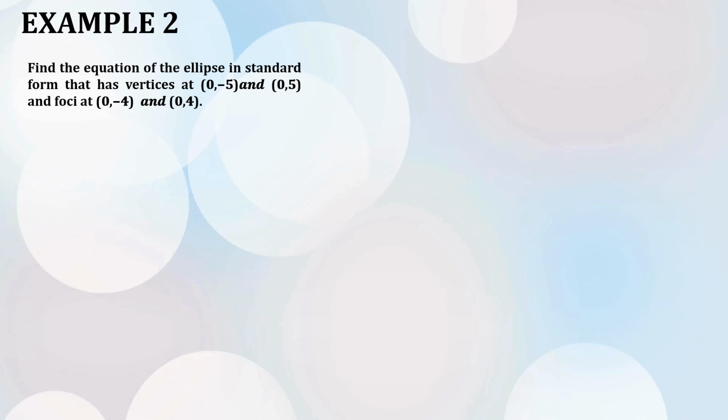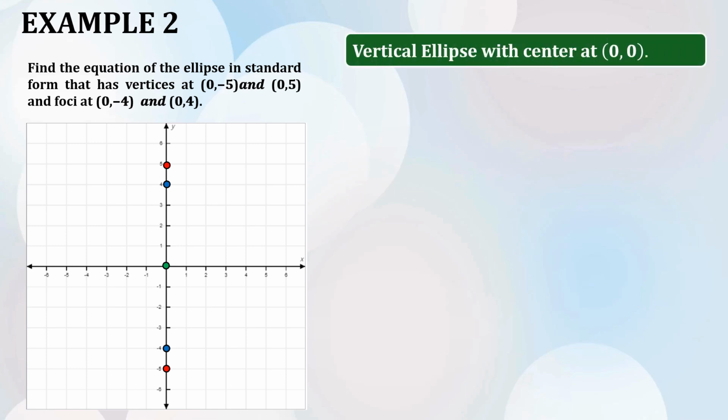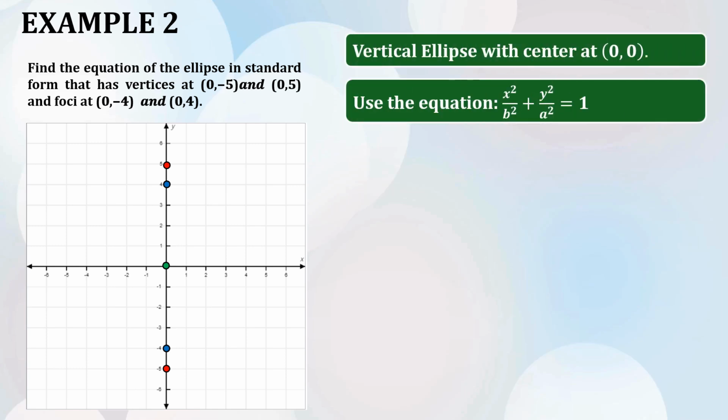Following the same procedure as in example 1, we plot the given points in the Cartesian plane, starting from our vertices with coordinates 0, negative 5 and 0, positive 5, and foci with coordinates 0, negative 4 and 0, positive 4. From these points, we can tell that this is a vertical ellipse with center at 0, 0, and we will be using the equation x squared over b squared plus y squared over a squared equals 1.